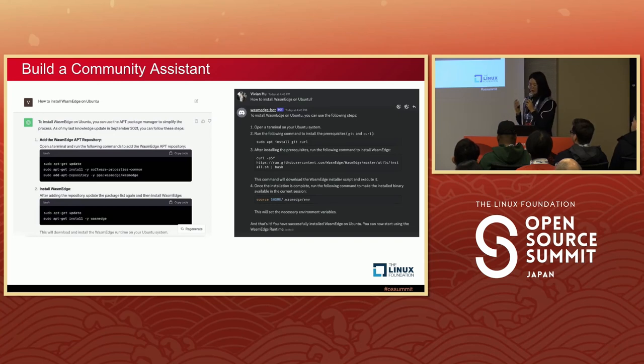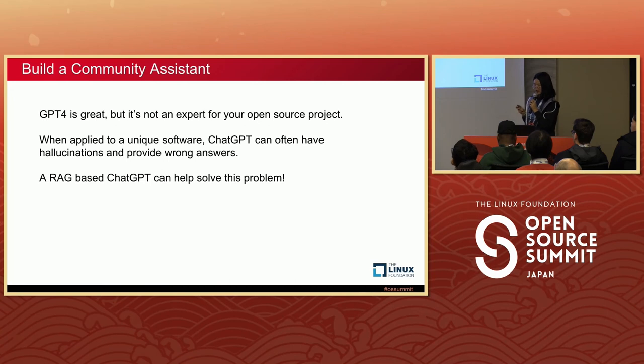So GPT-4 or ChatGPT is great, but it's not an expert on our open source project. When applied to a unique software, ChatGPT often provides wrong answers. So a RAG-based ChatGPT can help solve the problem. We still have time, so I will show you how to build a RAG-based ChatGPT assistant with OpenAI and the Flows network.